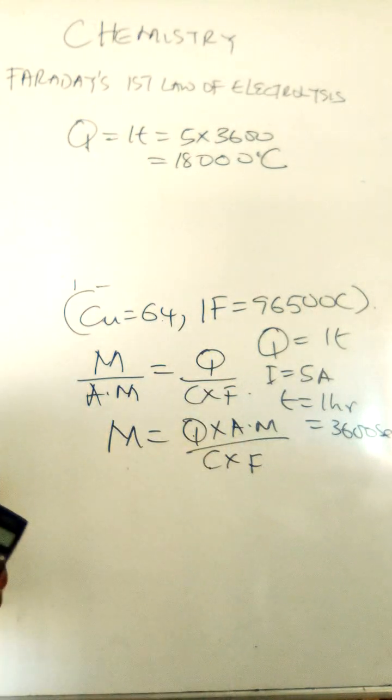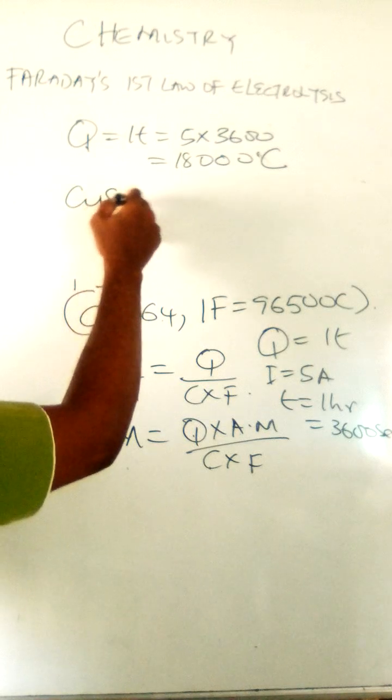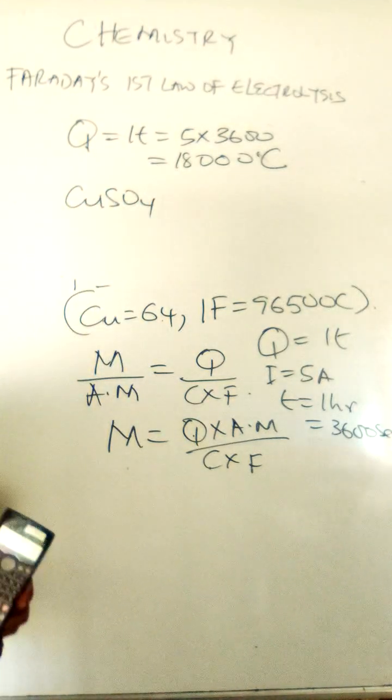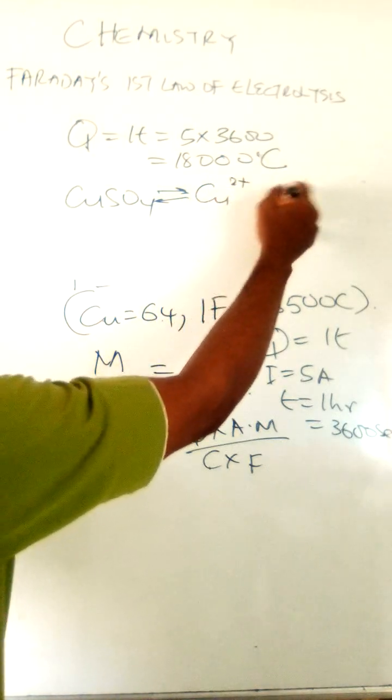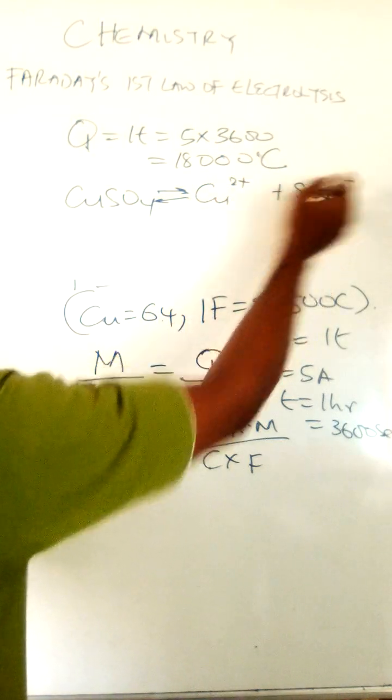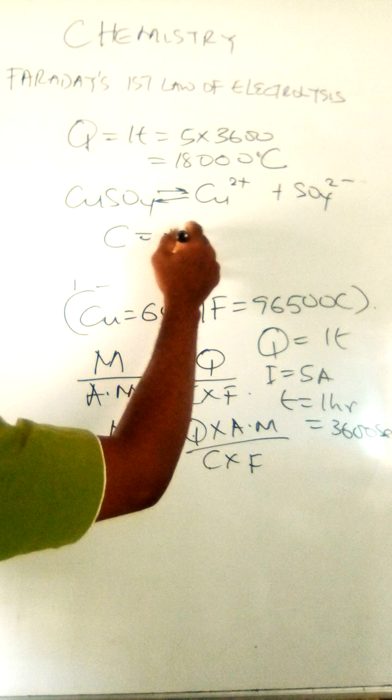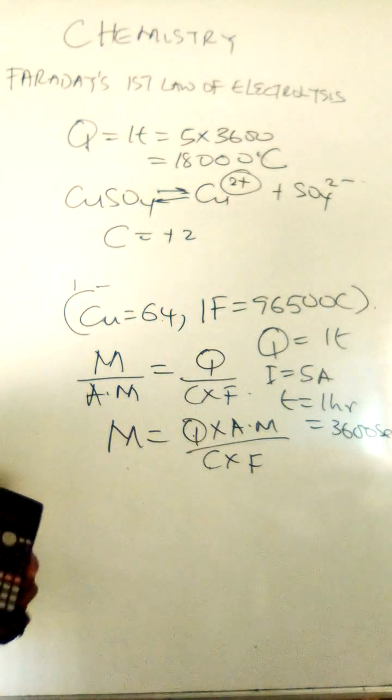Then the charge of copper. How do we know the charge of copper? The substance is copper sulfate given to us. Copper sulfate can ionize, giving us copper 2+ ion and SO4 ion. So the charge on copper is +2.